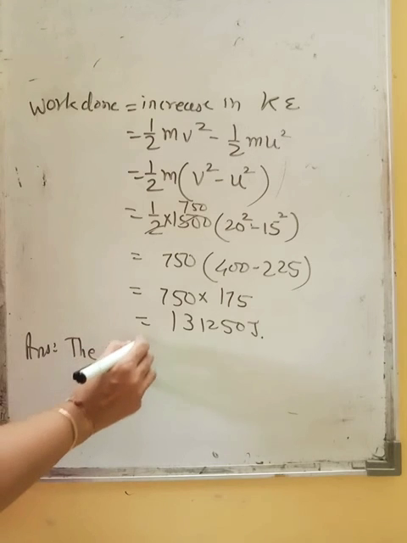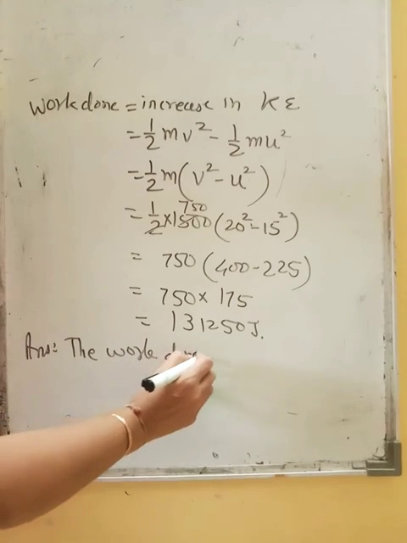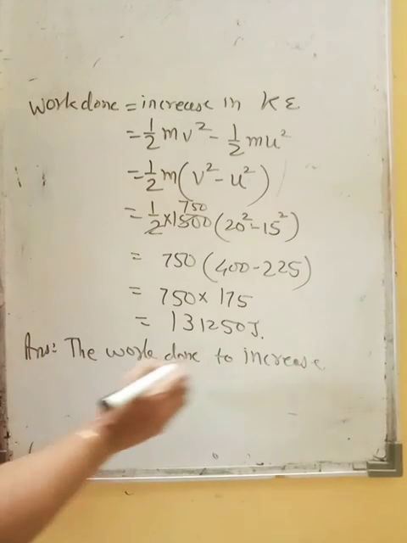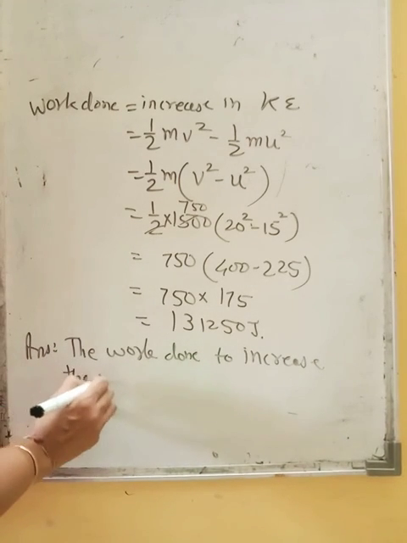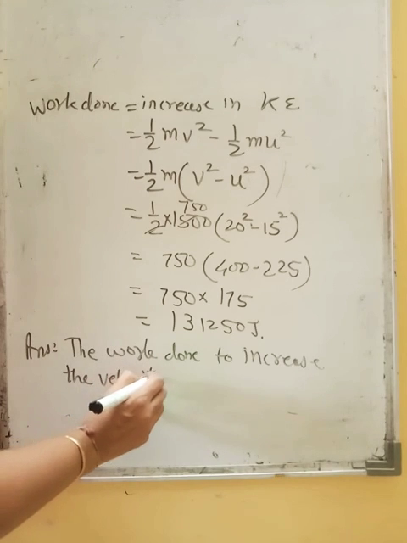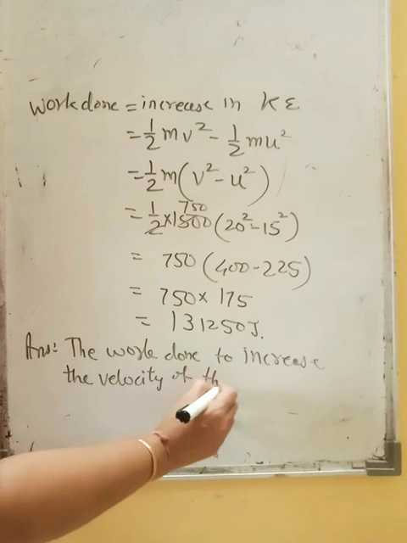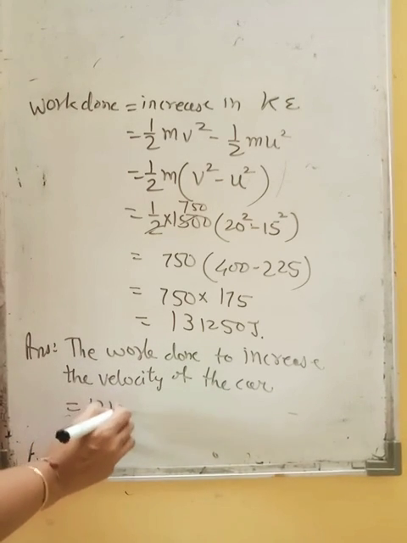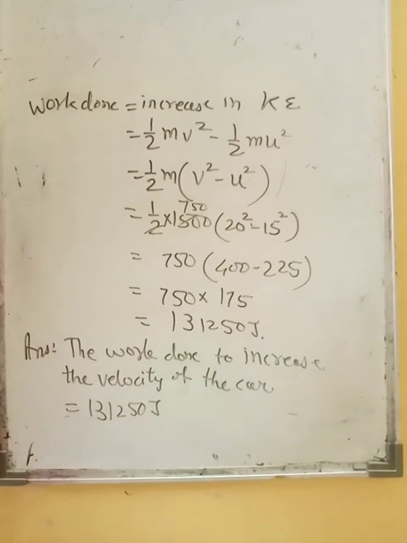So you write the answer. The work done to increase the velocity of the car is equal to 131250 joules. Okay, now सबसे easy is the last sum.